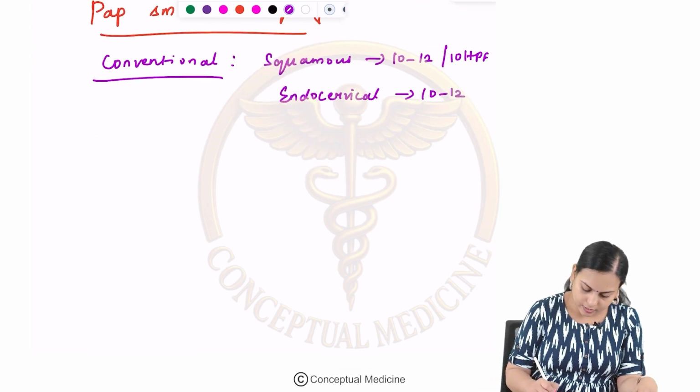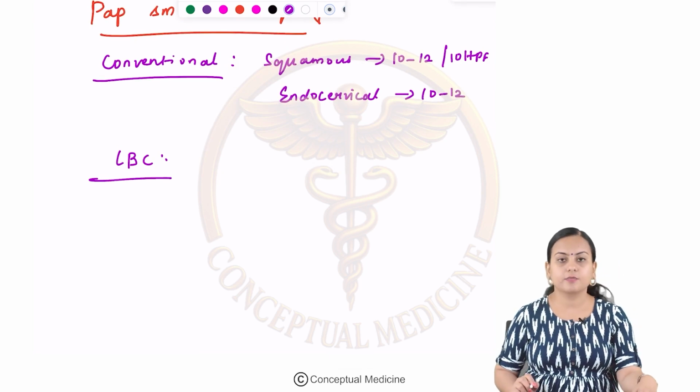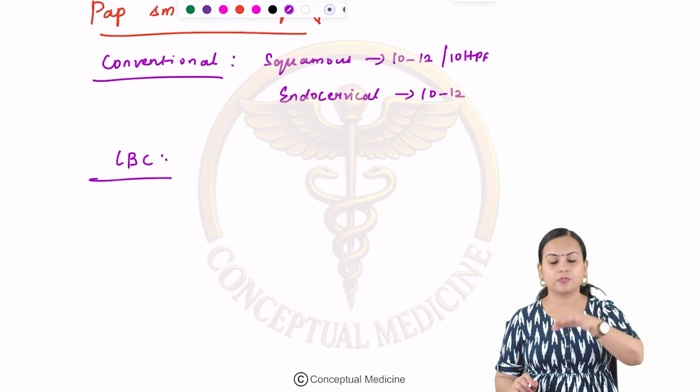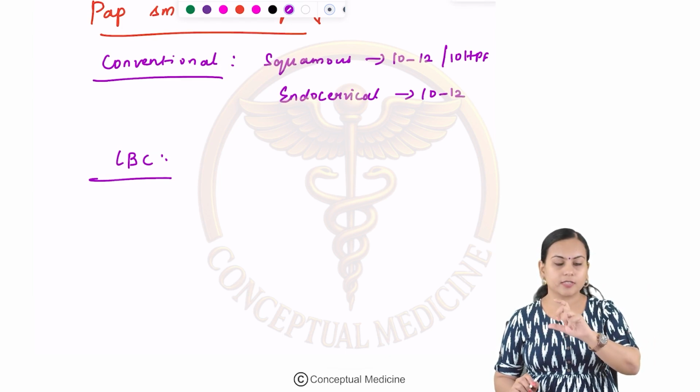Okay, then coming to liquid based cytology. Liquid based cytology is a simple process. You take the brush, you scrape it, and you just put it into the liquid box that is given to you.